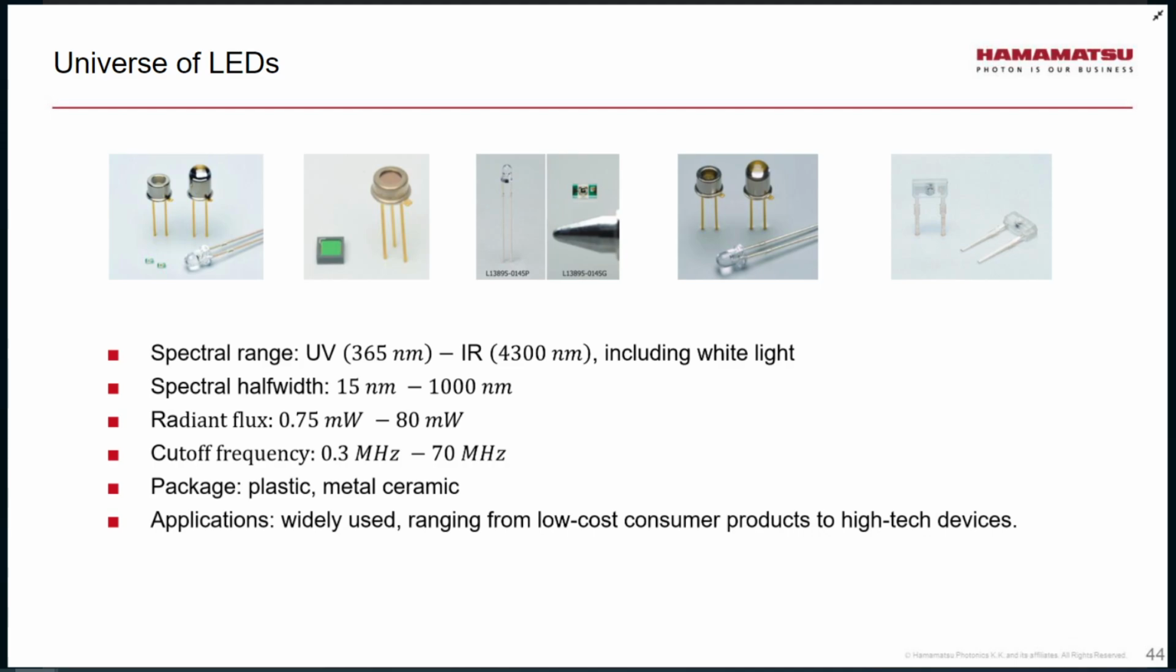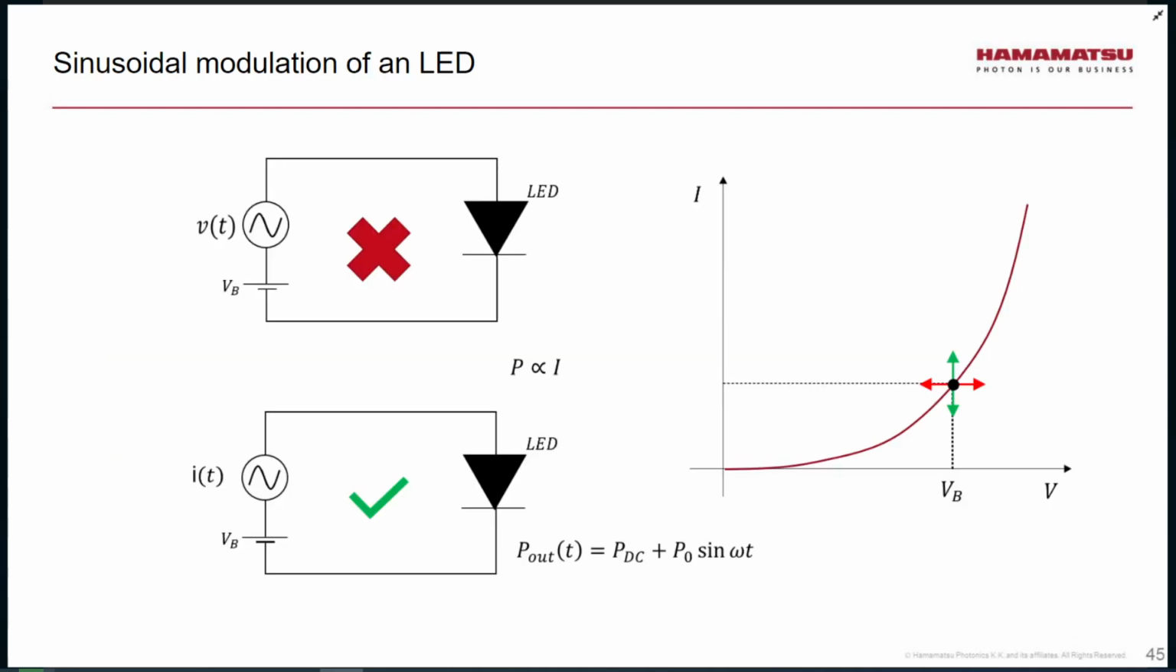The light that you can get can range from UV to IR, and actually it is also possible to construct LEDs that emit white light. I will not discuss how it's done, but it can be done, and therefore there is a recent interest in using LEDs for general illumination.